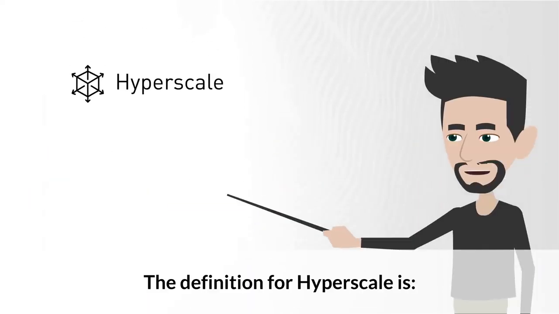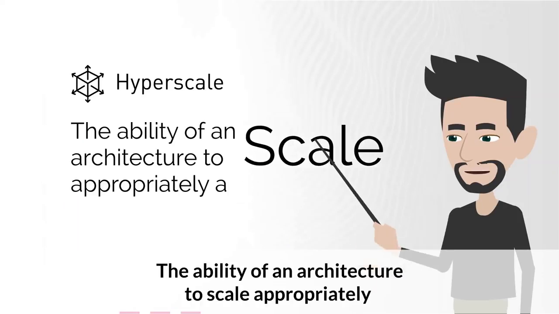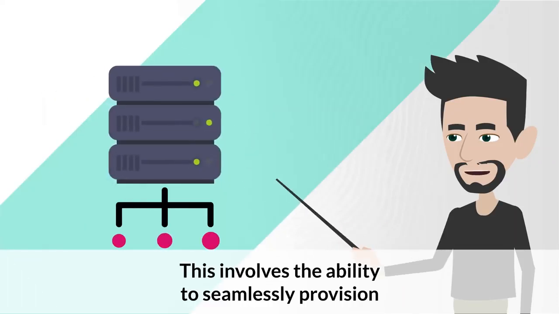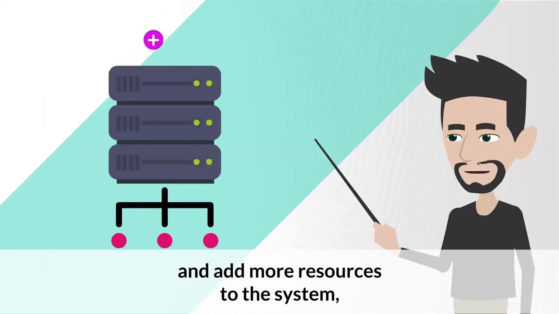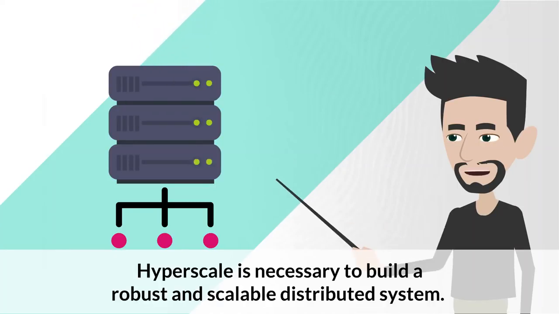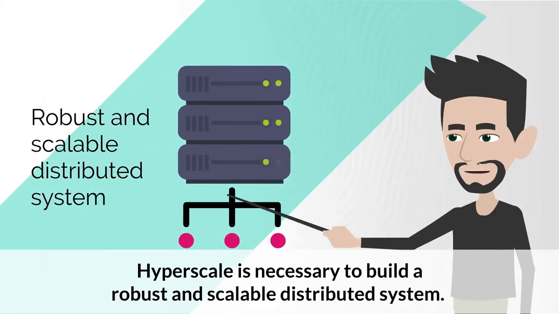The definition for hyperscale is the ability of an architecture to scale appropriately as increased demand is added to the system. This involves the ability to seamlessly provision and add more resources to the system that make up a larger distributed computing environment. Hyperscale is necessary to build a robust and scalable distributed system.